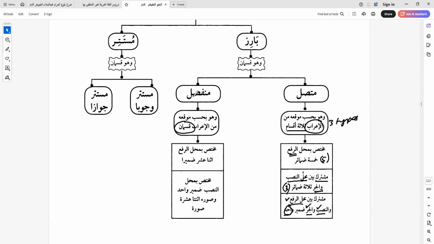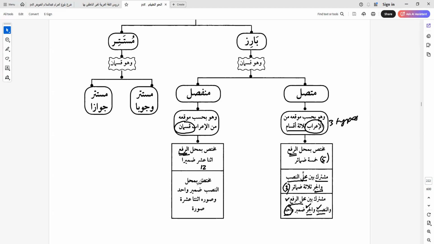If you come to ضمير منفصل, its position in the إعراب process, we have two kinds. المختص بمحل الرفع, we have a group that is specifically designed for محل الرفع. They are 12 ضميرا, right? There are 12 of them.